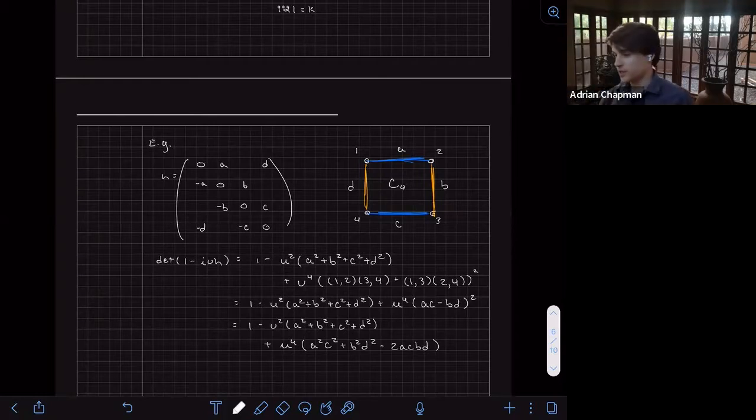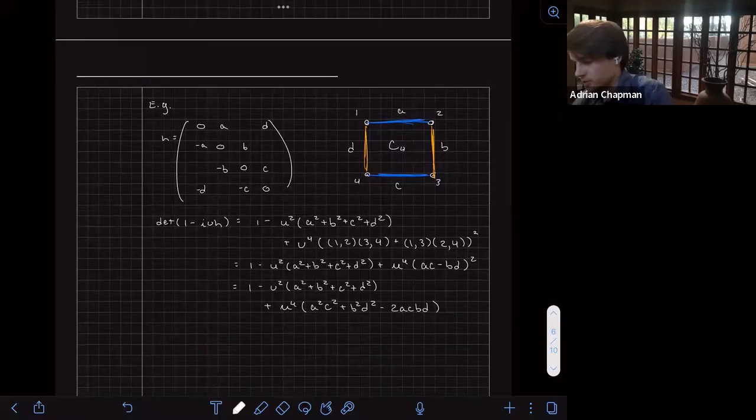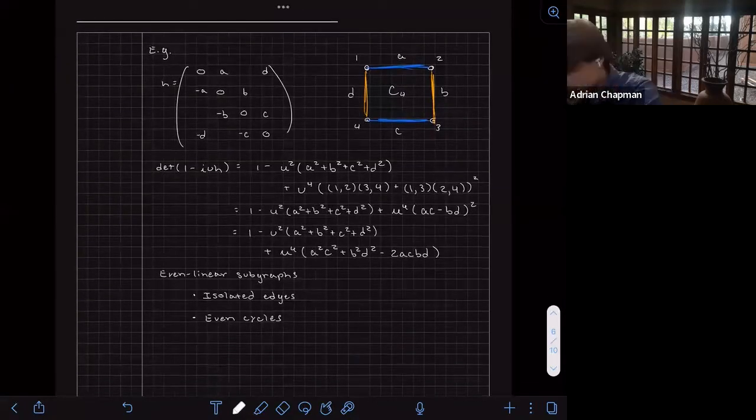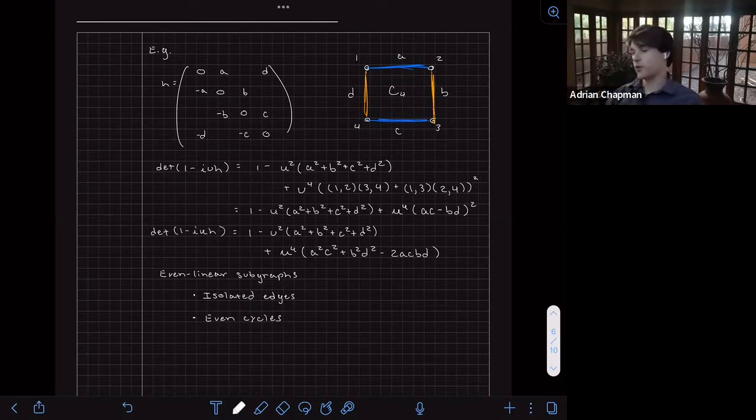Okay, so why did I say this? What's important to note is that there are contributions to the characteristic polynomial of H from what are called the even linear subgraphs. These consist of isolated edges and even cycles, technically even central cycles. A central cycle is one where if I remove that cycle, the remaining graph is a perfect matching. So remove all vertices in that cycle.